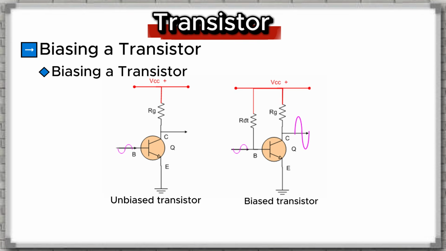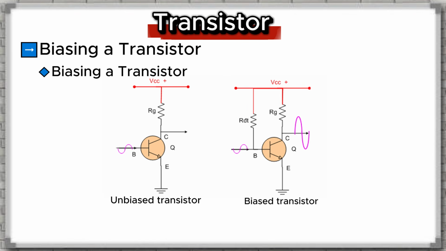Biasing a transistor. Biasing means providing a voltage to the base pin through a bias resistor so that the transistor is placed into a ready state, ready to amplify even very small signals. Why do we need to bias a transistor before it can operate properly?